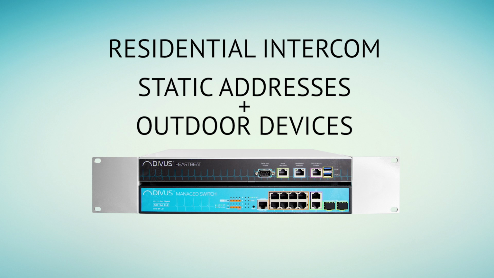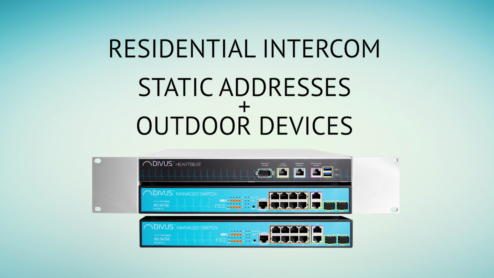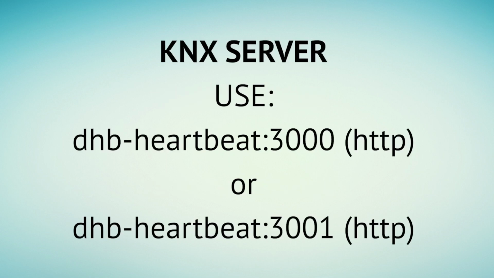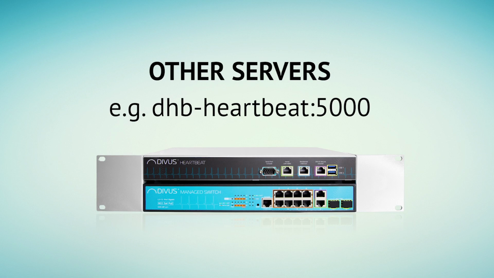If you have more than one device here, you may use an additional switch and connect it to the manager's port. As VoIP server, when configuring the clients, use the heartbeat's hostname, which is DHB-heartbeat if you did not customize it. As KNX server or KNX superior address from the client side, use DHB-heartbeat and don't forget to specify port 3000. For other servers, only the port would change according to the custom port forwarding rule which you would have added. For remote access to one of your devices, nothing changes.